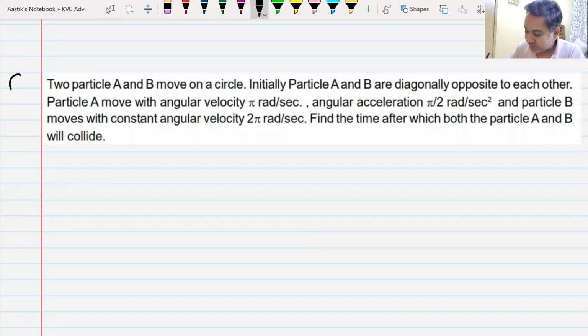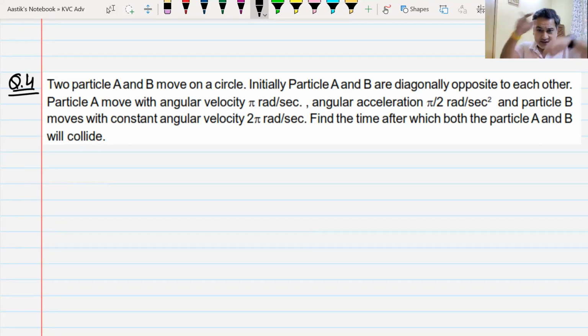This is the question that we are looking at. Two particles A and B move on a circle. Initially, particles A and B are diagonally opposite to each other. Particle A moves with angular velocity pi radians per second and angular acceleration pi by 2. Particle B moves with constant angular velocity of 2 pi radians per second. Find the time after which both the particles A and B collide.